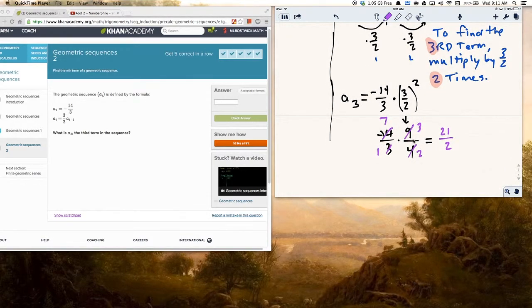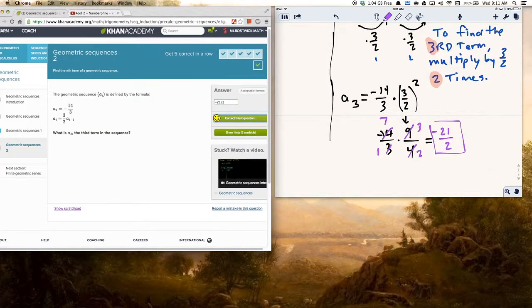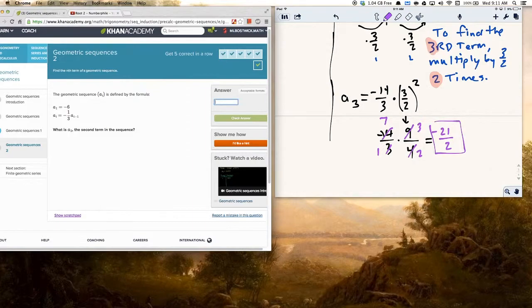It looks like they're both divisible by 6 in that case. So this should be, if I add that negative sign from right here, the answer to the sequence. And so we'll try one more or two more after this, but I'm going to go ahead and type that answer in here. I've got negative 21 over 2. And so we'll look at the next one here.